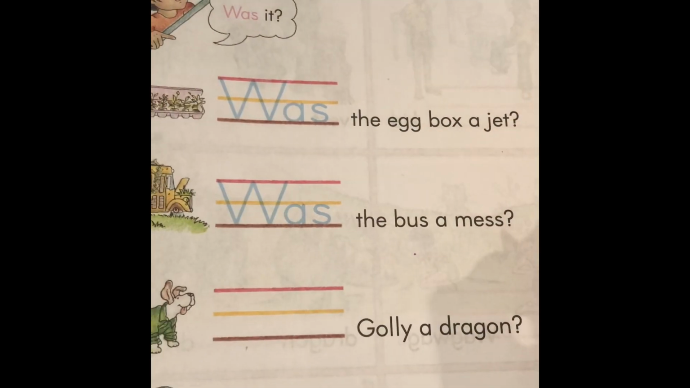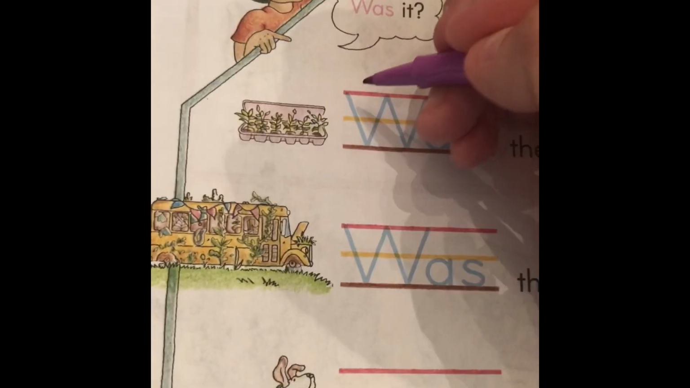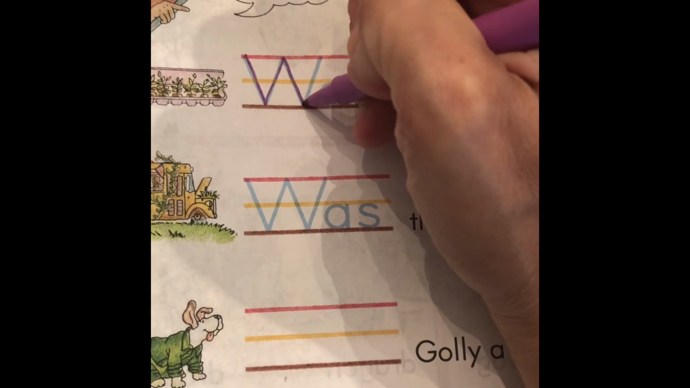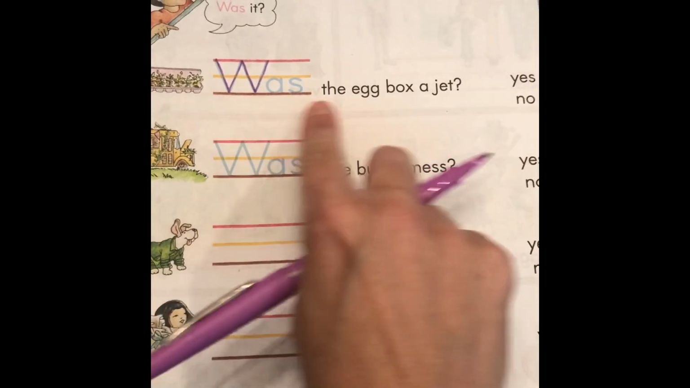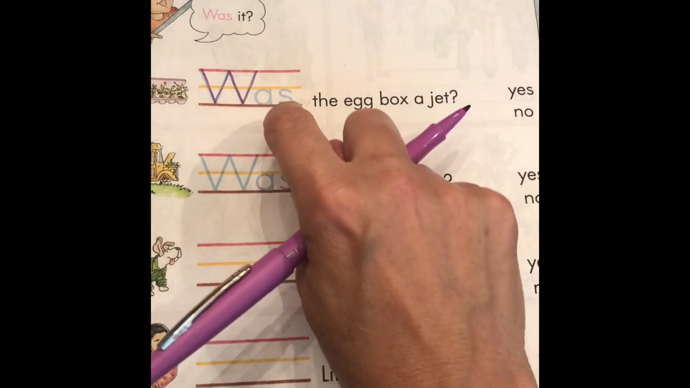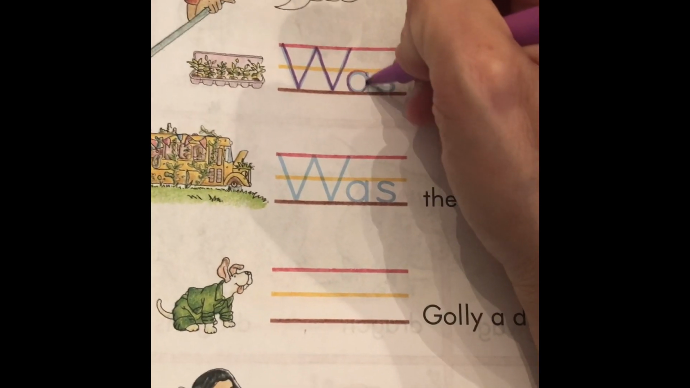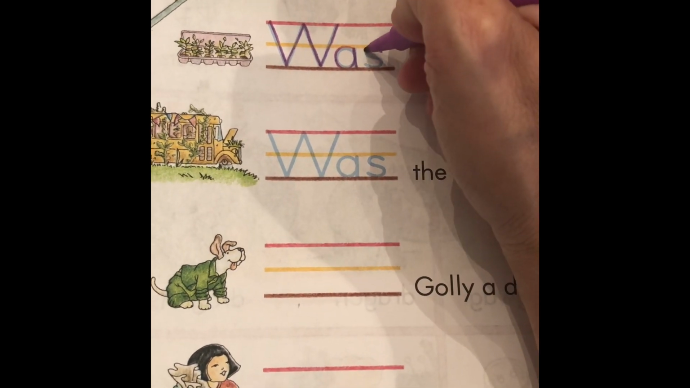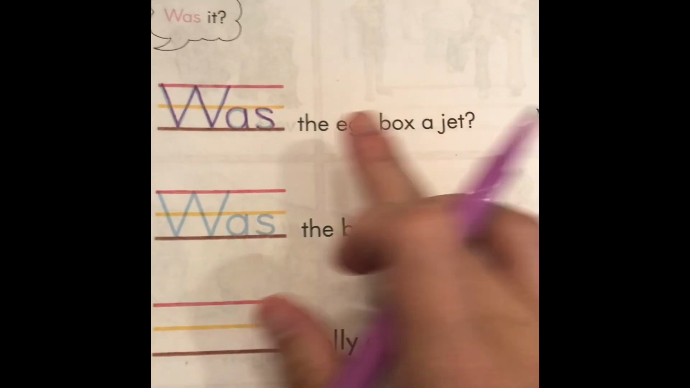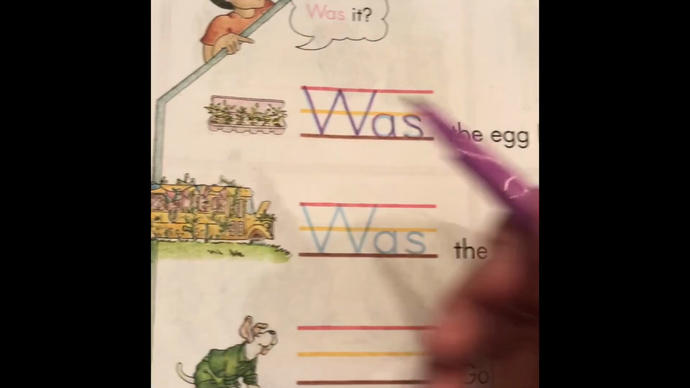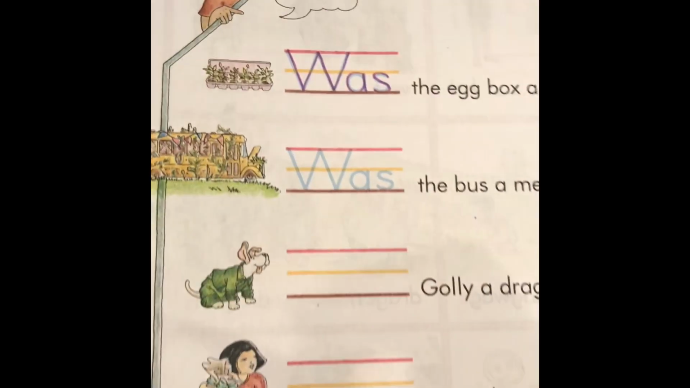Jet. All right, what I want you to do is trace that word was. Now we're making this a big W because it's the beginning of the sentence. You always make the beginning of a sentence an uppercase letter. So we're going to write was, and then that question, the egg box a jet? Did they use this for a jet? Yes or no? No, they did not use it for a jet. They planted seeds in there.